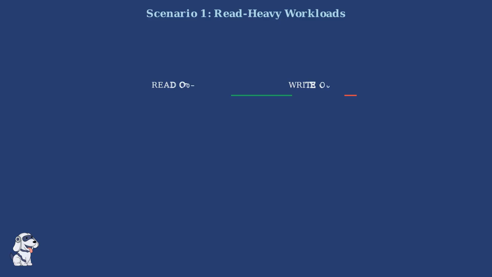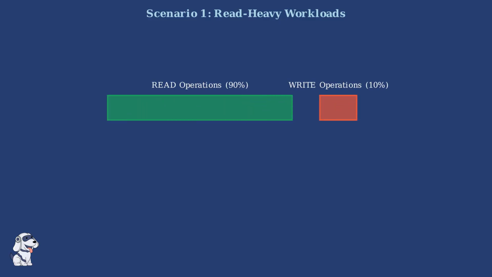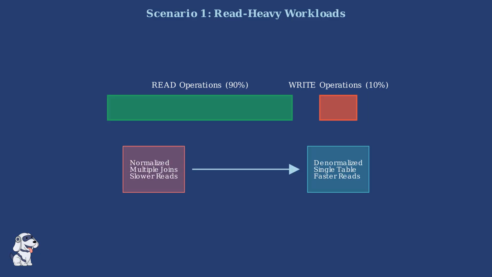Read-heavy workloads are characterized by a high ratio of query operations compared to data modifications. In systems where 90% or more of operations are reads, denormalization can significantly improve performance by reducing the need for complex joins. When reads vastly outnumber writes, the performance penalty of maintaining redundant data becomes negligible compared to the speed gains from avoiding joins. This is common in content management systems, product catalogs, and user profile systems.